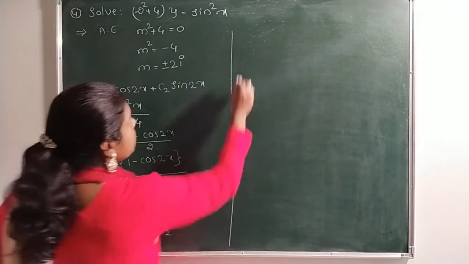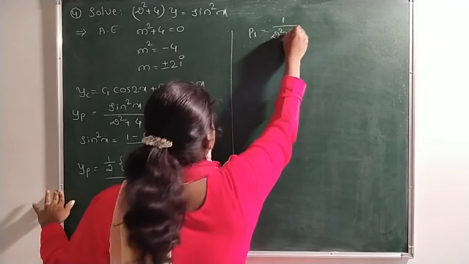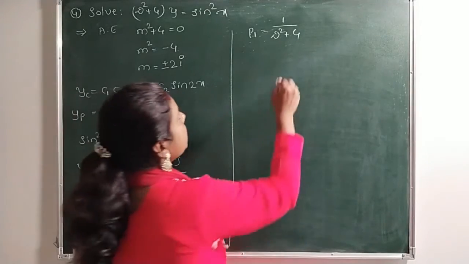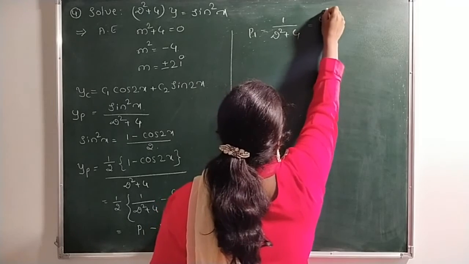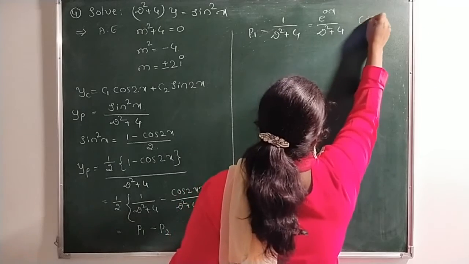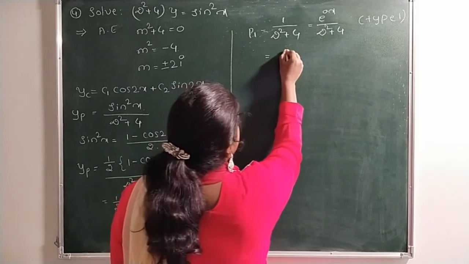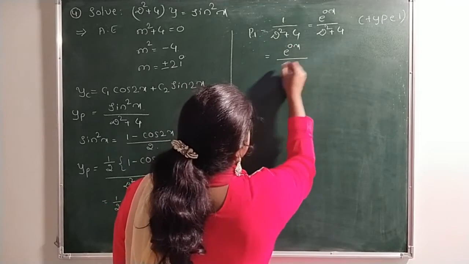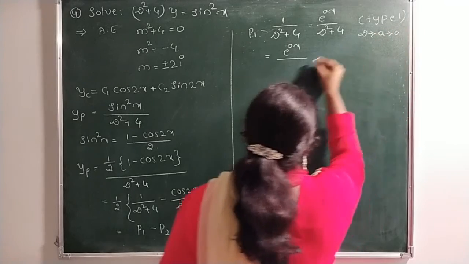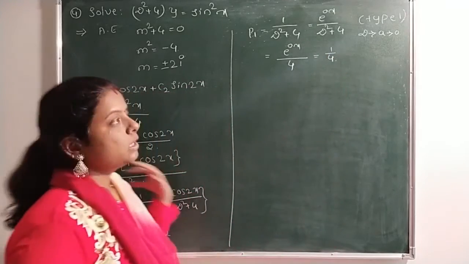First we have to take P1. As we already solved in the previous example, when the numerator is having a 1 or a constant term, that time you have to take e to the power 0x over D square plus 4. Here you have to apply type 1, e to the power ax, and replace D with a, that is 0. It becomes 4, meaning 1 by 4. This is P1.